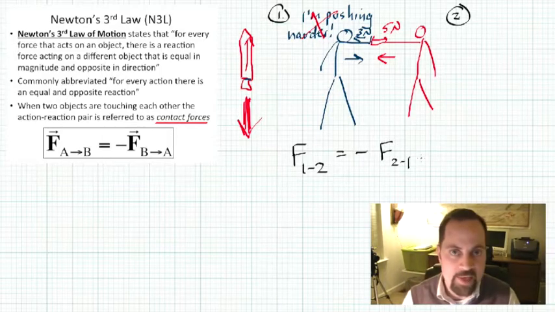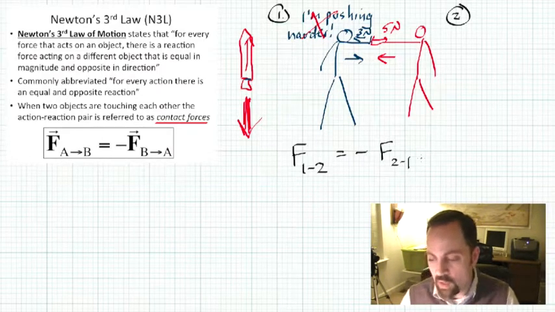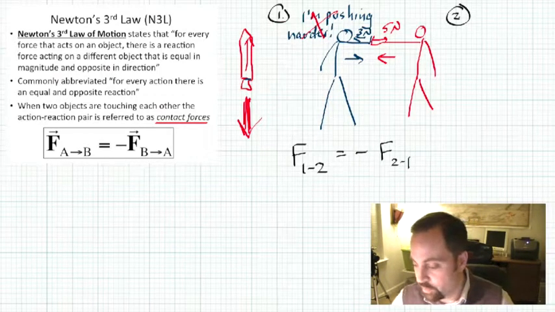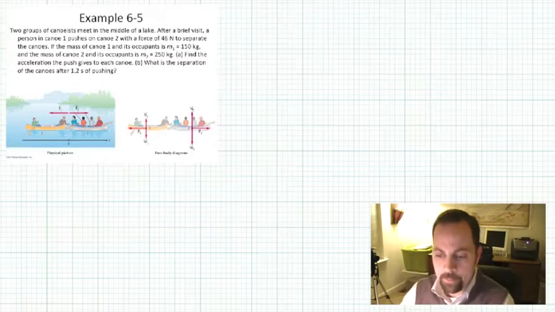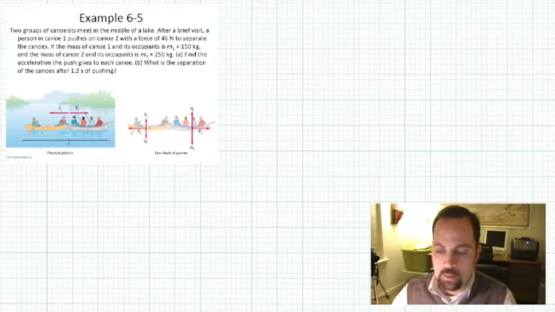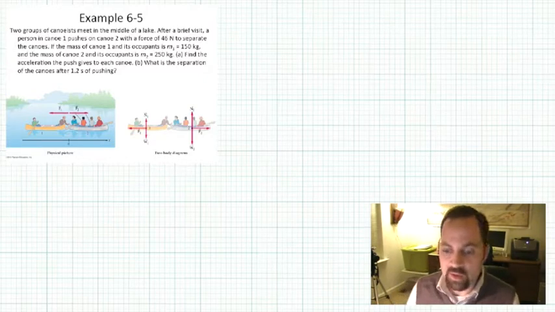All right, we're going to apply this now to some examples from our notes. So let's turn that off and turn this on right here. Here's a good example. We've got people in canoes. Two groups of canoeists meet in the middle of a lake.